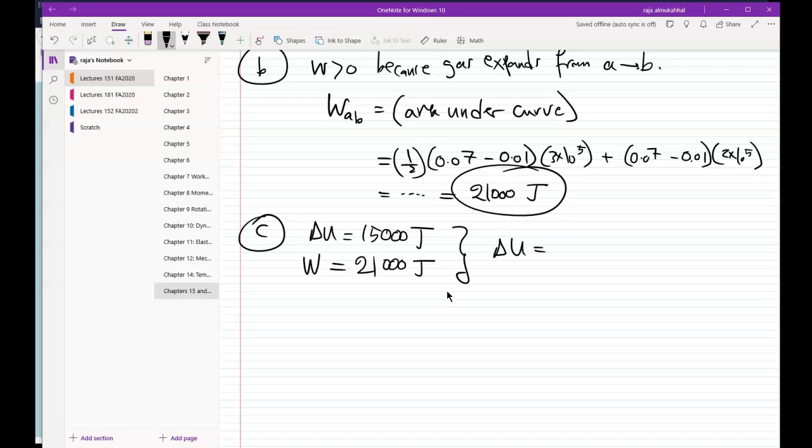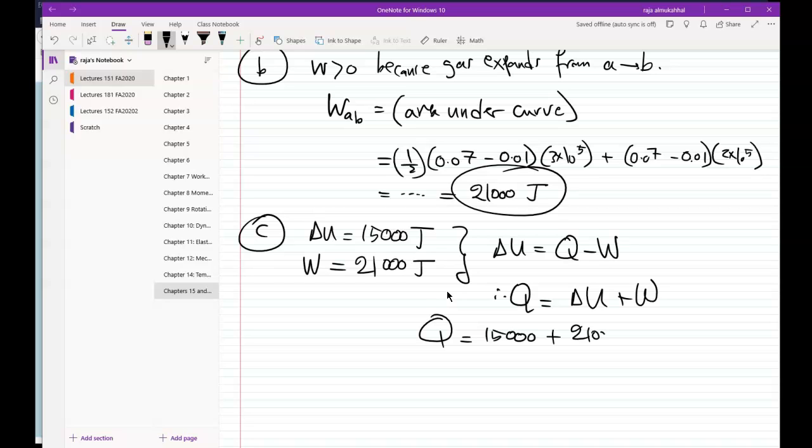Well, go back to the first law. You see that? So we have Q equal to 15,000 plus 21,000. And then we just add them up together, and you will get 36,000 joule. Okay? And as you can see, it is positive automatically, which means the heat goes into the gas, or heat is added. Okay? And there we go. Okay, one more problem.